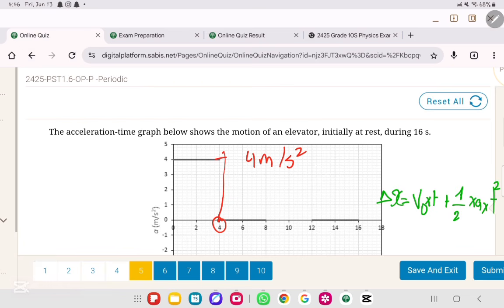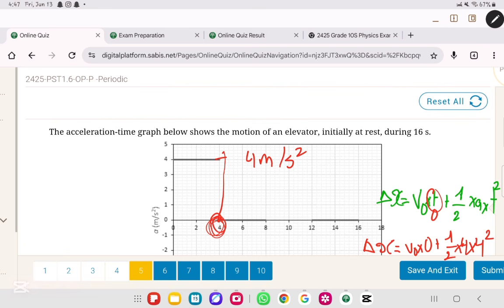Now here's the thing. This time over here is time initial. So what is the time initial? Time initial in this case is going to be 0. So delta x is equal to V initial times 0 plus 1 over 2 times the acceleration, which is 4, times the time, not the time initial, which is 4 squared.